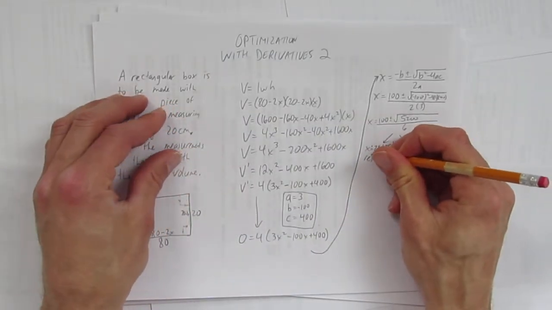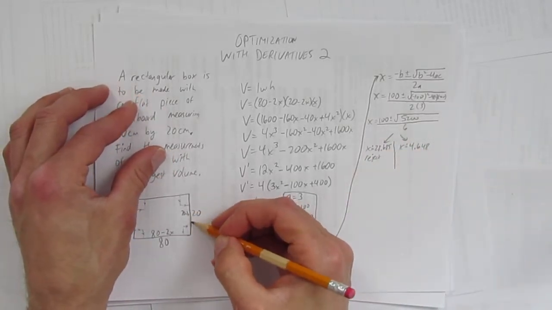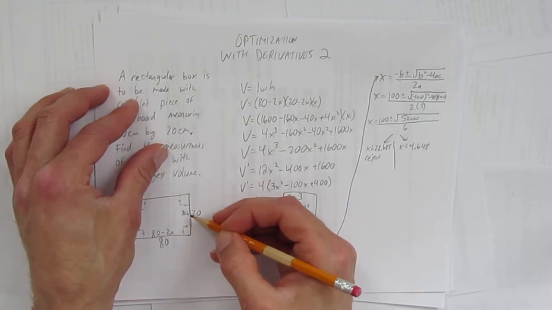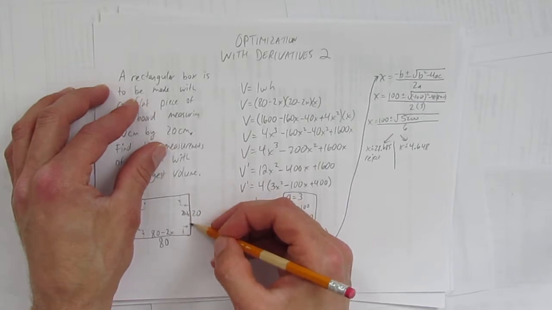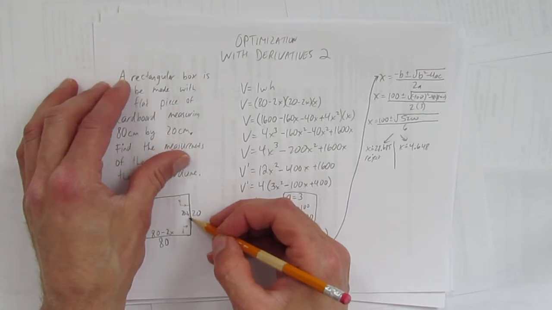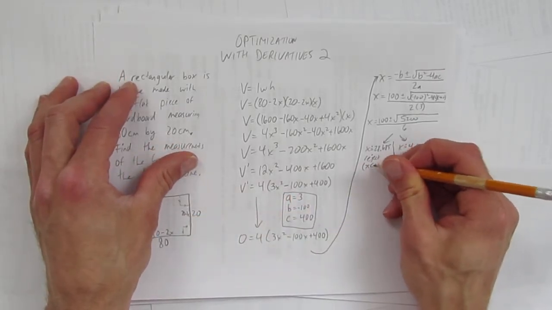Okay, well, right off the bat, we've got to reject this one. Why are we rejecting it? I'll explain why. Go back to here: this width is 20 minus 2x, which means the most x could be is 10. In fact, x can't even be 10. If x were 10, this width would be 0, and you can't have a width of 0, or anything less than it either. In other words, x has to be less than 10.